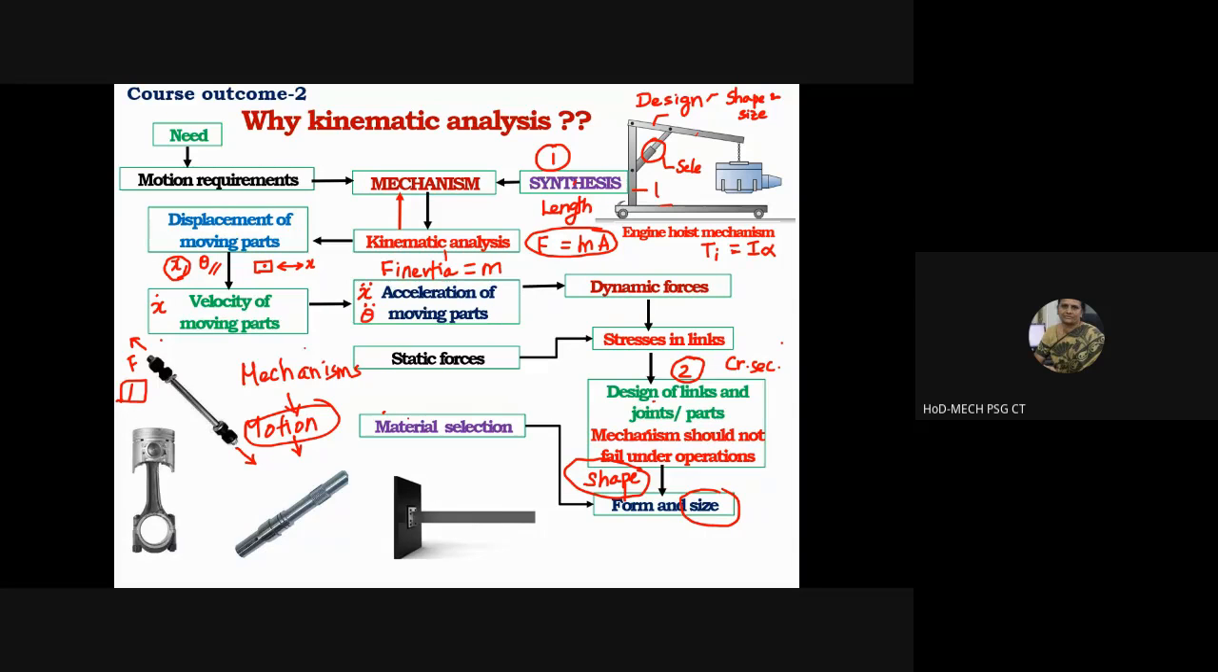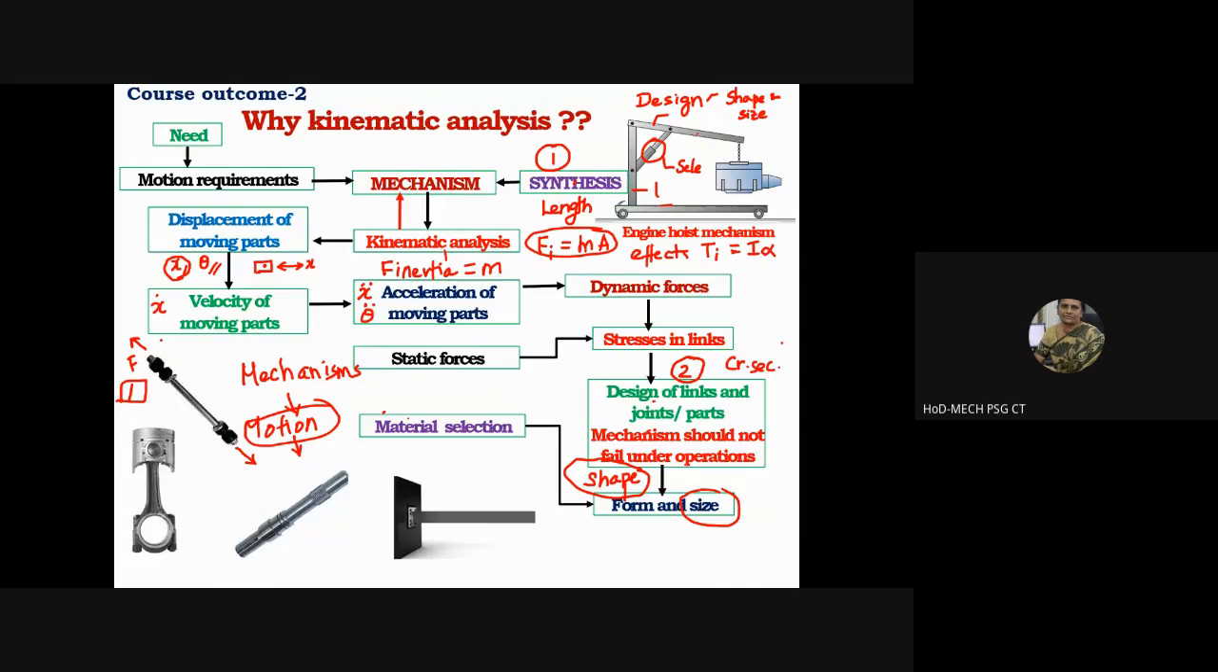So mechanisms are dynamic systems. Different links will have different velocities and accelerations at different instances of time, and hence will experience inertia effects. Inertia effects comprise inertia forces and inertia torque. So every link of a mechanism will be subjected to inertia forces and inertia torques of varying magnitudes at different instants of time.